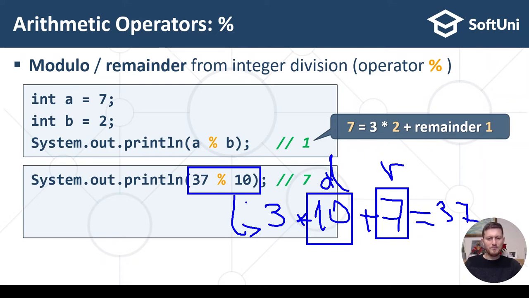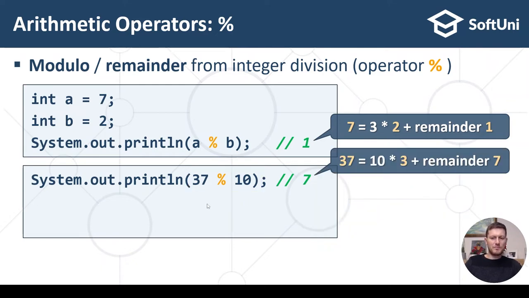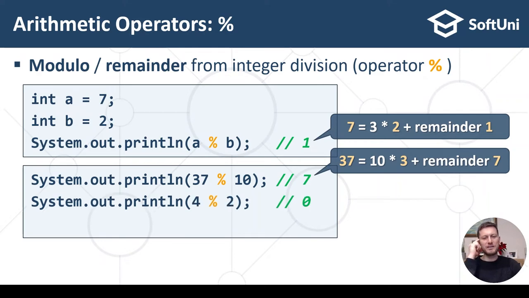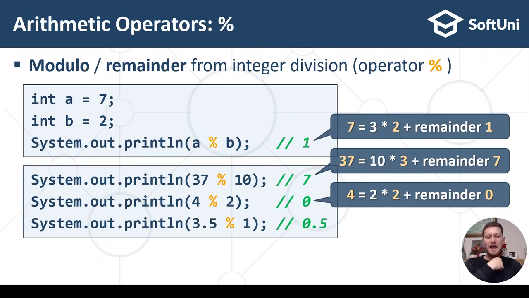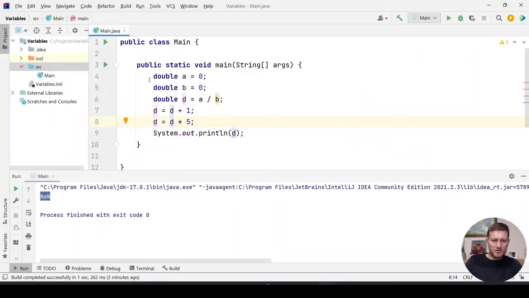Let's say d. And I already explained how this works. 4 % 2 is 0 because there is no remainder. 4 can be directly divided by 2. And this can work also with floating point numbers. If we divide 3.5 by 1, we'll have 3 and 0.5 as a remainder.